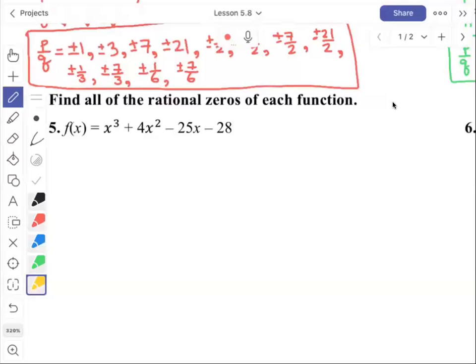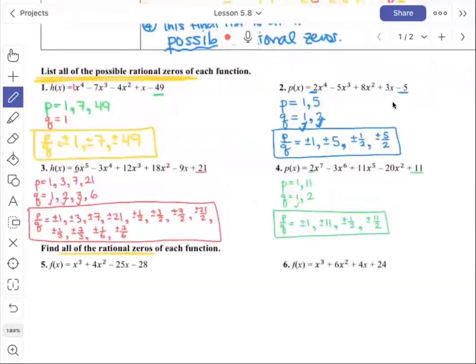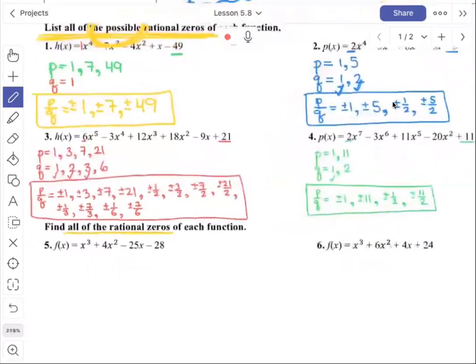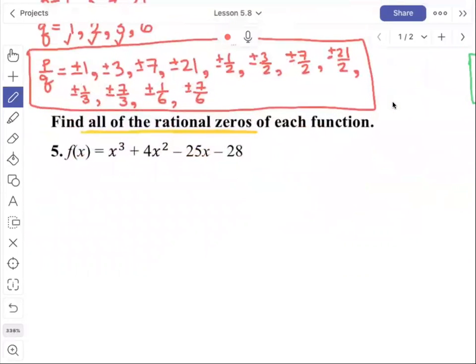All right, we're getting closer to our main event here, which is to find all the zeros. But now we're just going to stick with finding the rational zeros, okay? These lists, numbers 1 through 4, were the possible rational zeros, not the actual ones. Now for number 5, they want the actual ones and not all of the lists, right? If you can see, number 3's list is huge. Not all of them are actual zeros. So let's find out which ones are the actual ones.